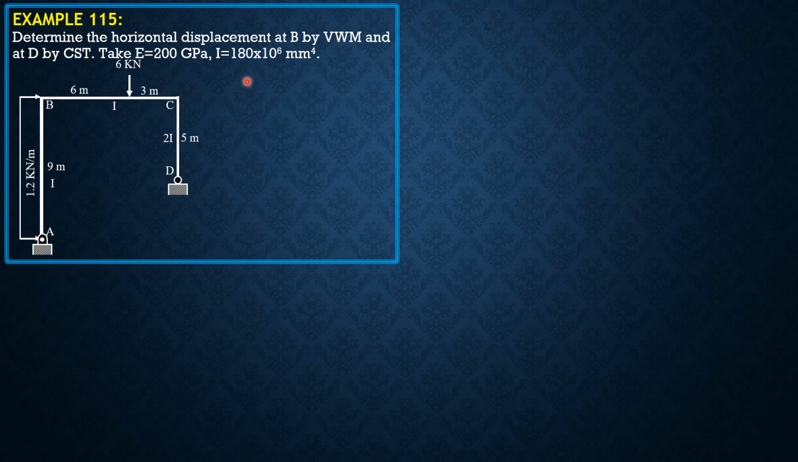So by virtual work method, for the horizontal displacement at B, we apply a unit rightward horizontal force at B. So summation of moment at A equals 0: RD times 9 equals 6 times 6 plus 1.2 times 9 times 4.5. So reaction at D, which is vertical, is equal to 9.4 kilonewtons as shown.